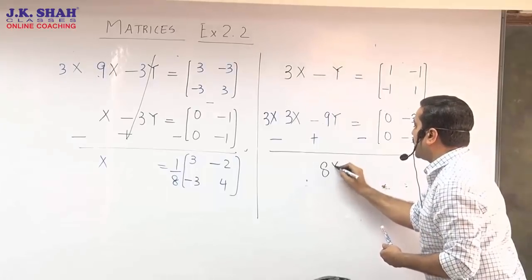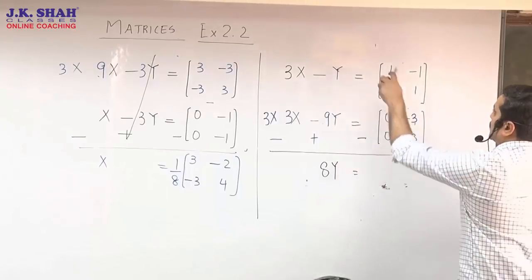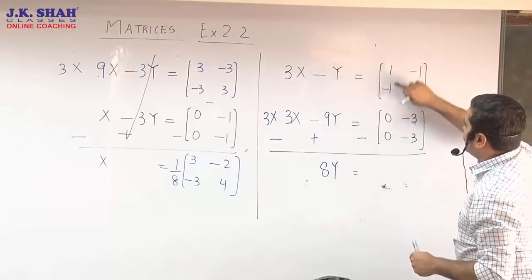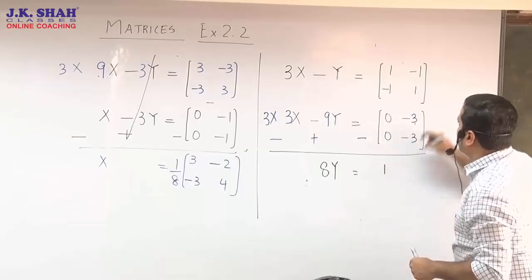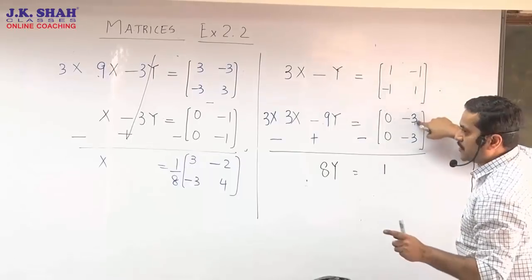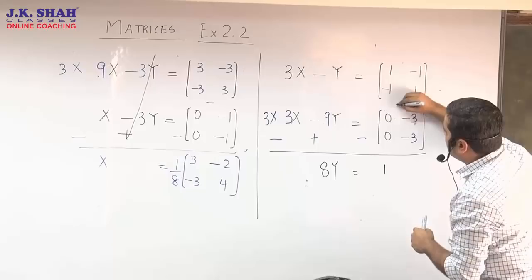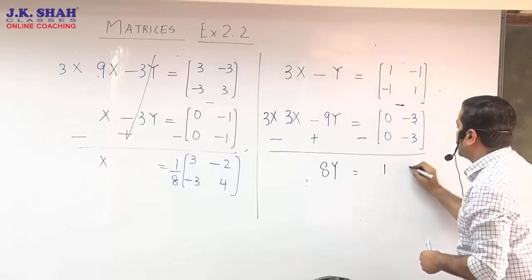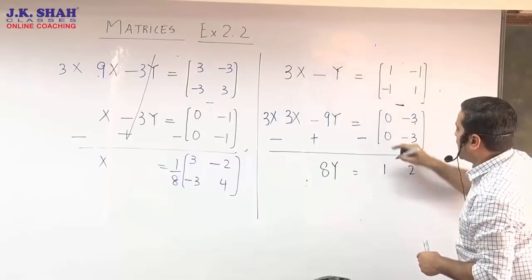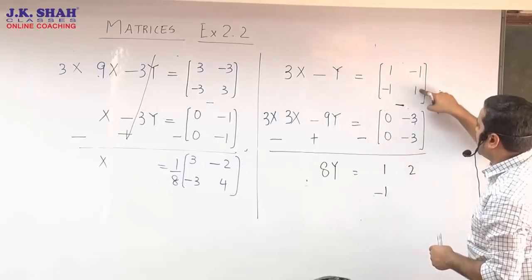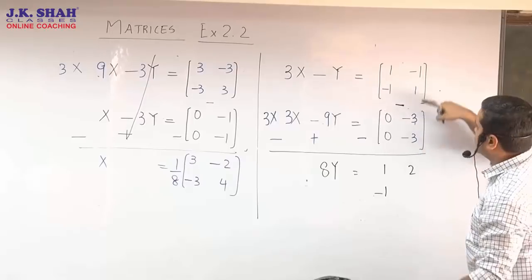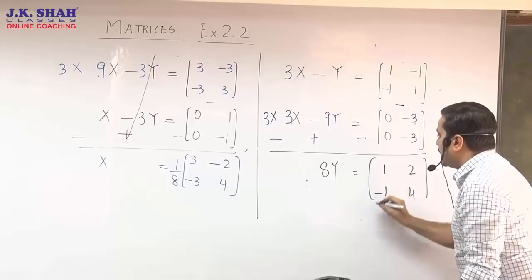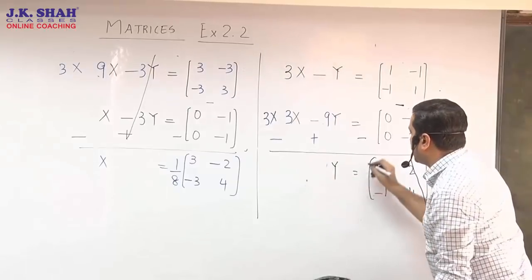I have got 8y over here, and now subtracting the corresponding elements, being a little careful with the minus sign: 1 minus 0, minus 1 plus 3. I hope you are getting it. Why plus 3? Because we are performing subtraction between the two matrices. So minus 1 plus 3 is going to be 2. Minus 1 minus 0, minus 1, 1 plus 3. Subtraction is happening, so 1 plus 3 is going to be 4. So that's 8y, and now to find y, we push our 8 to the other side as 1 by 8.